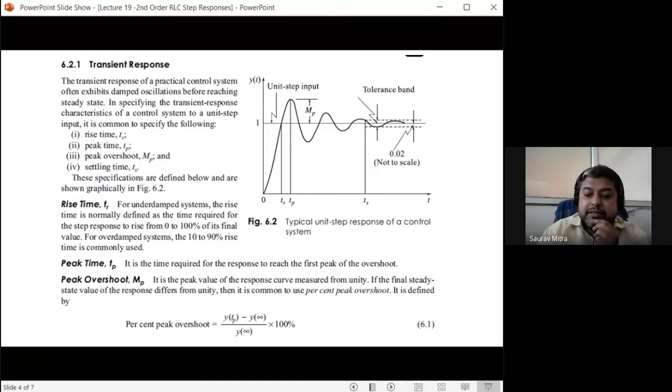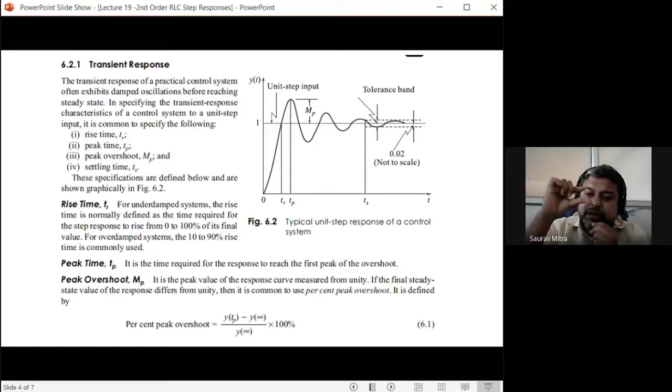In that case, it is called as a 2% settling time. So 5% settling time comes to the left side. So you can see here TP. After TP comes the 5% settling time. What is the formula for that? 3 divided by zeta omega n.